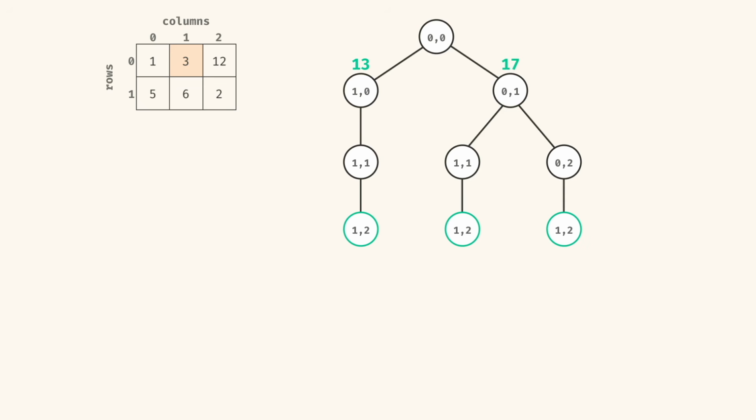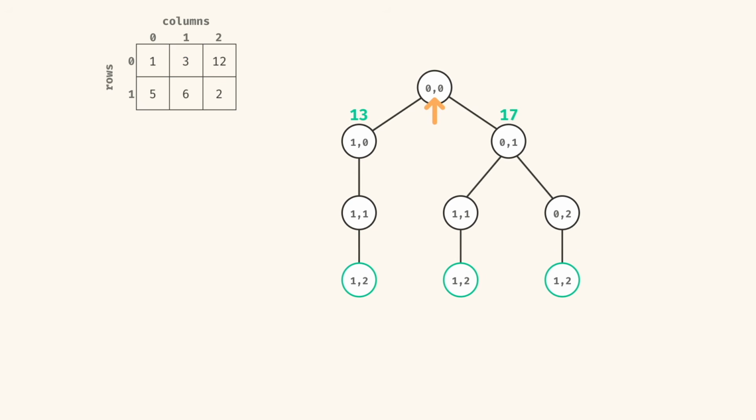And finally, this takes place again at the root. So if I'm at 0, 0, I'm going to receive the 13 and the 17 from my children. I choose the bigger value of 17, and then I add my position itself, which has a value of 1 inside. And that gives me a final answer of 18.